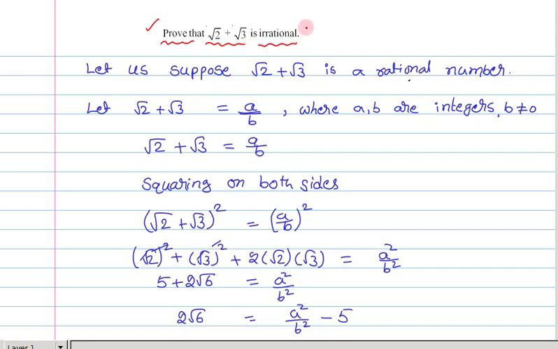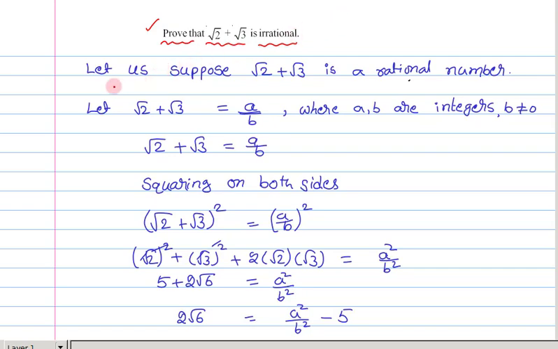Now we are going to prove this by using the contradiction method. In this, we will suppose it is a rational number and we will perform some operations on it. Then at one point of time we will find that our assumption is wrong. If our assumption is wrong, then it becomes an irrational number. This is the process which we are going to apply here.